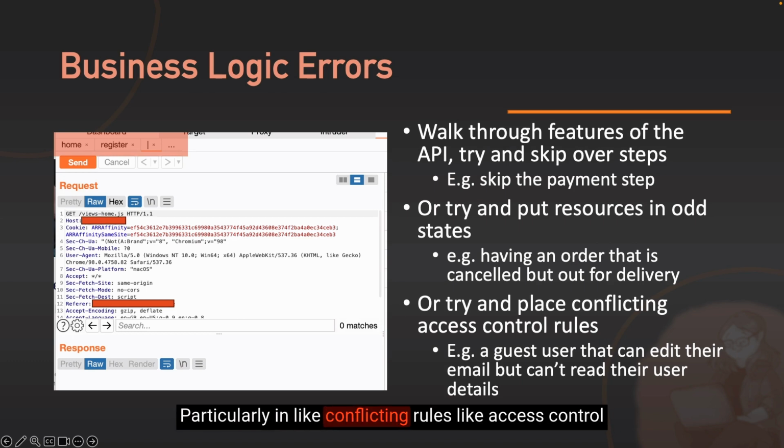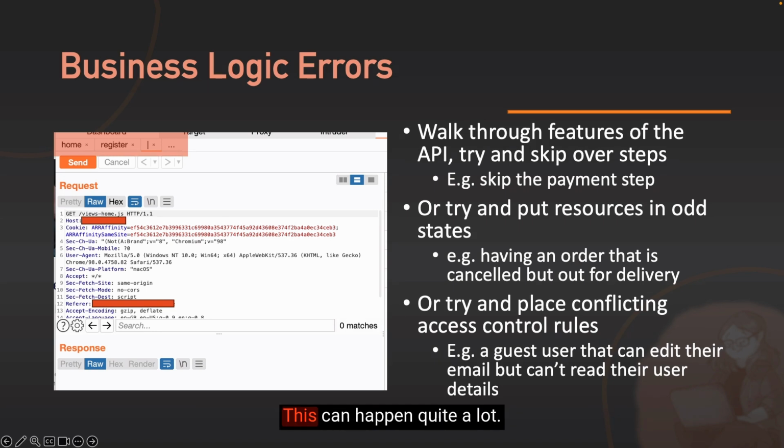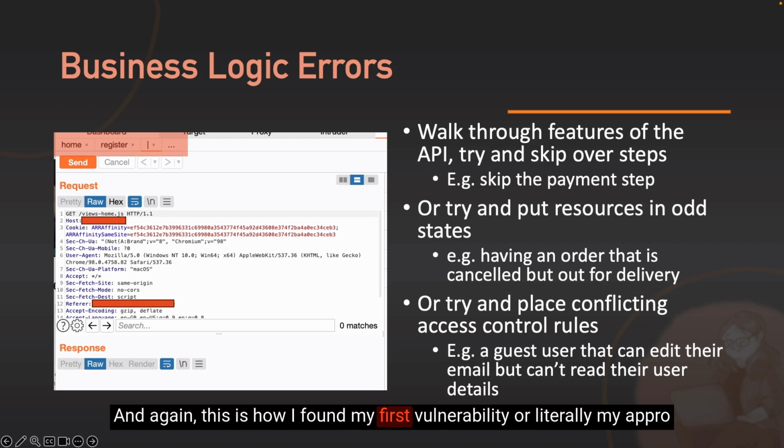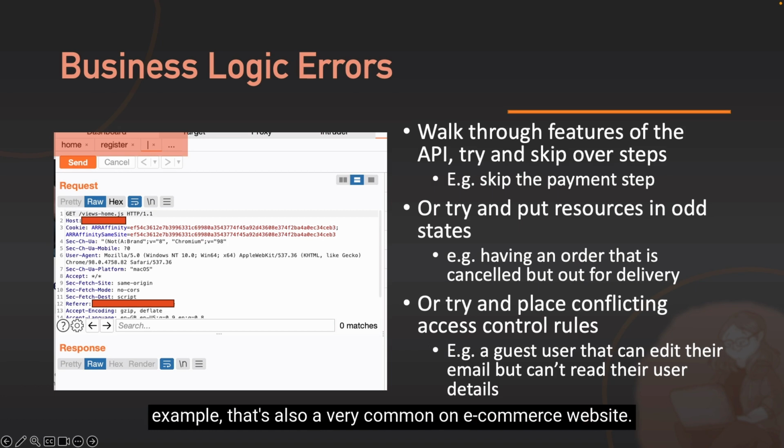Particularly with conflicting rules, like access control rules, where you have implied permission levels, this can happen quite a lot. So, for example, a guest user that can edit their email but can't actually read their user details because they're a guest. Things like that tend to be very, very common in APIs. And again, this is how I found my first vulnerability. My approach was to put things into Repeater, go through the steps one at a time, and then try and skip over one of the steps and see, maybe you could put in a negative quantity, for example. That's also a very common one on e-commerce websites.